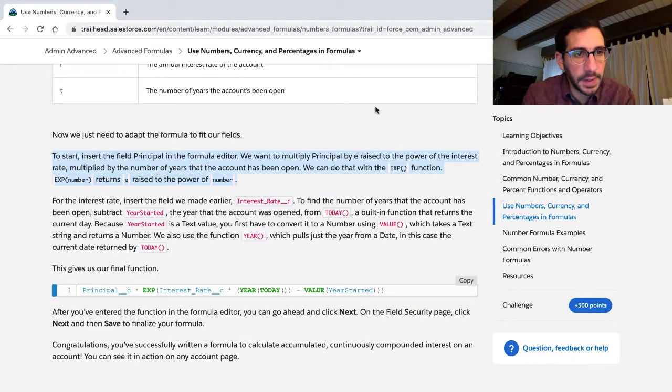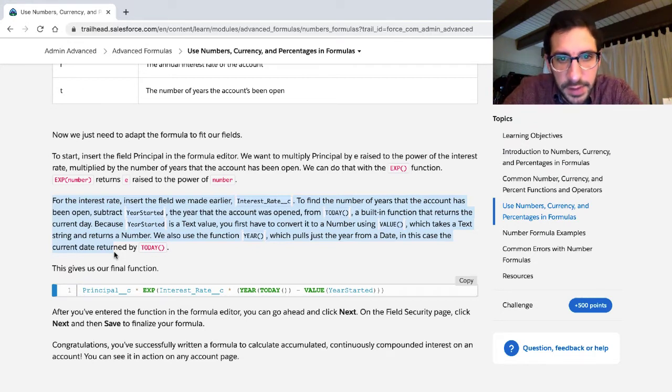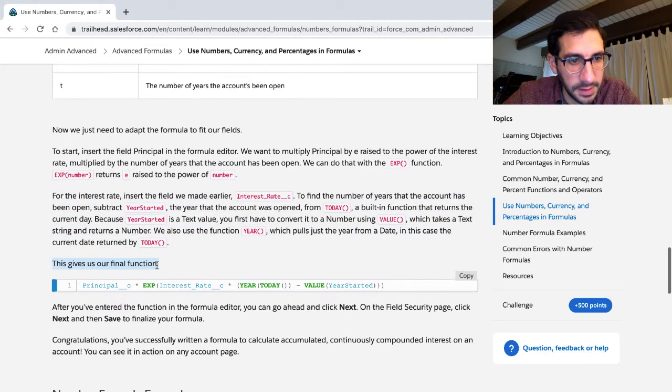Okay. For the interest rate, insert the fields we made earlier, interest rate C. To find the number of years the account has been open, subtract year started, the year the account was opened, from today, a built-in function that returns the current day. Because year started is a text value, you first have to convert it to a number using value, which takes a text string. That returns a number. We also use the function year, which pulls the year from the date, in this case the current date, returned by today. This gives us our final function.